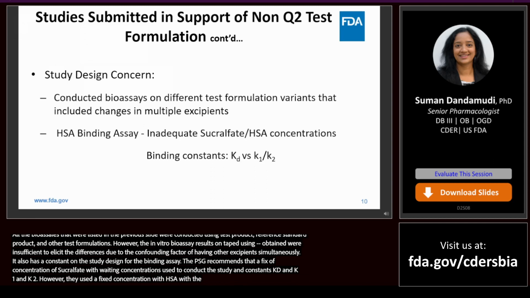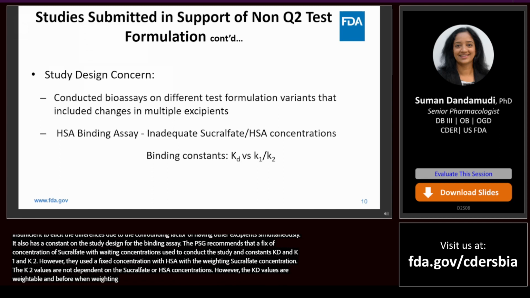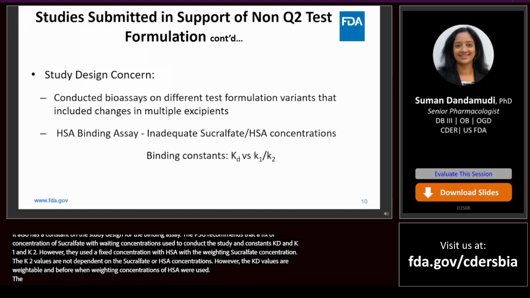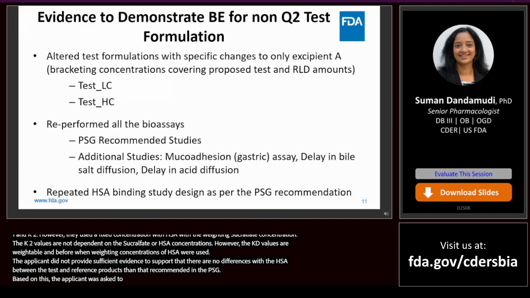The K2 values are not dependent on the sucralfate or HSA concentrations. However, the KD values are variable and differ when varying concentrations of HSA were used. Therefore, the applicant did not provide sufficient supporting evidence to demonstrate that its approach is more sensitive to detect the binding differences of sucralfate with HSA between the test and reference products than that recommended in the PSU. Based on this, the applicant was asked to repeat the in vitro bioassay studies.